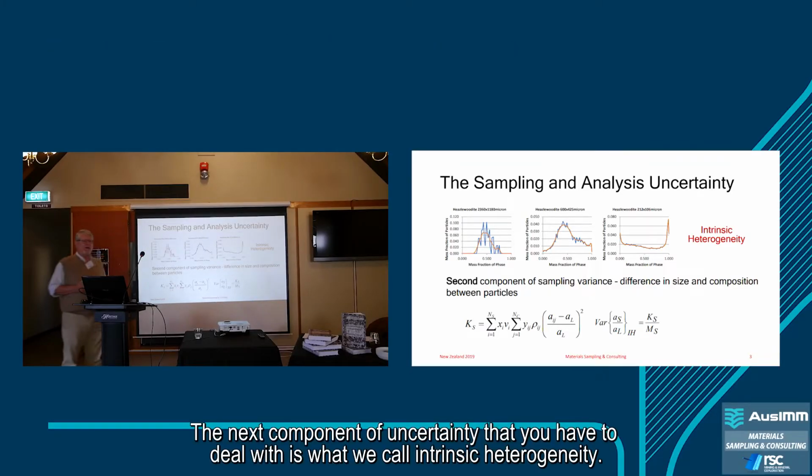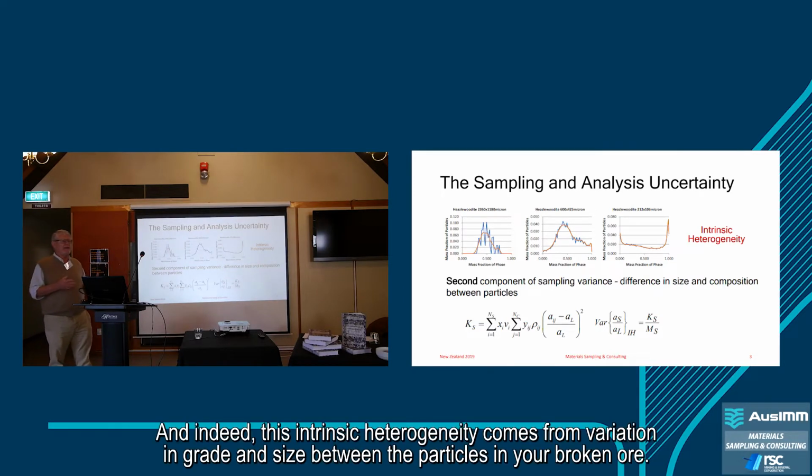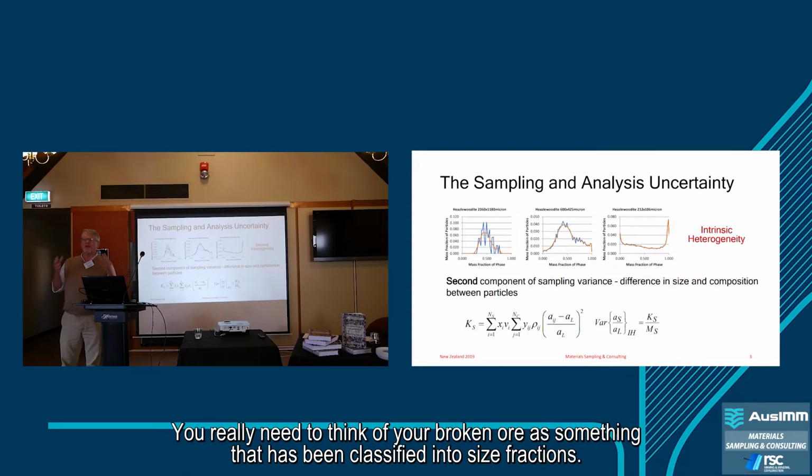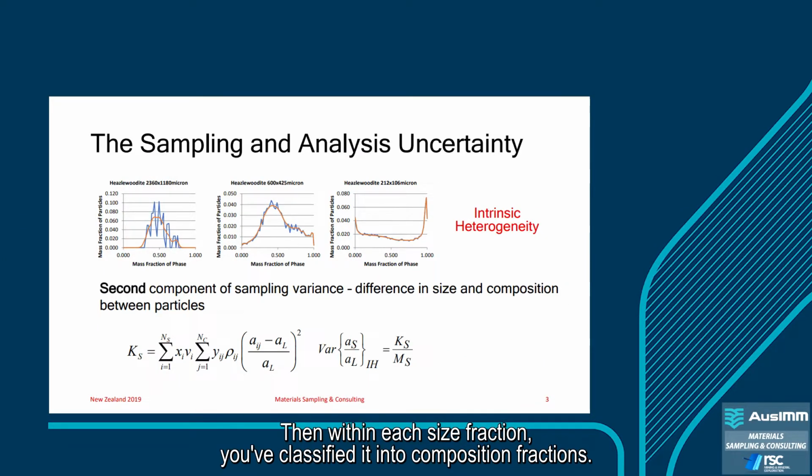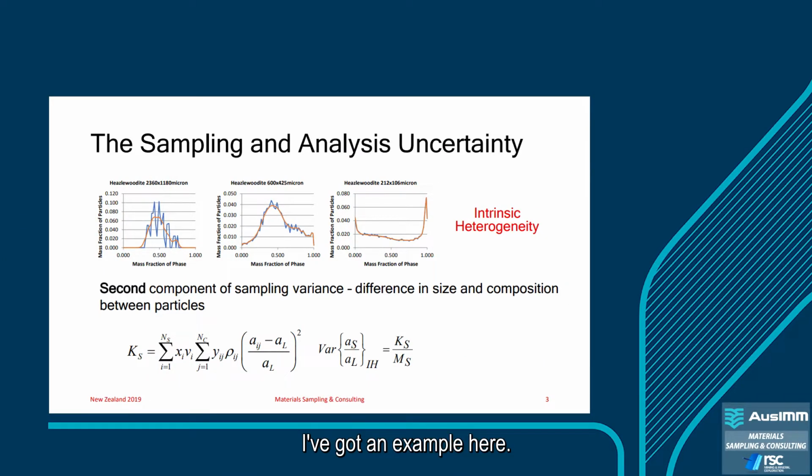The next component of uncertainty that you have to deal with is what we call intrinsic heterogeneity. And indeed, this intrinsic heterogeneity comes from variation in grade and size between the particles in your broken ore. You really need to think of your broken ore as something that has been classified into size fractions, and then within each size fraction, you've classified it into composition fractions. And I've got an example here.